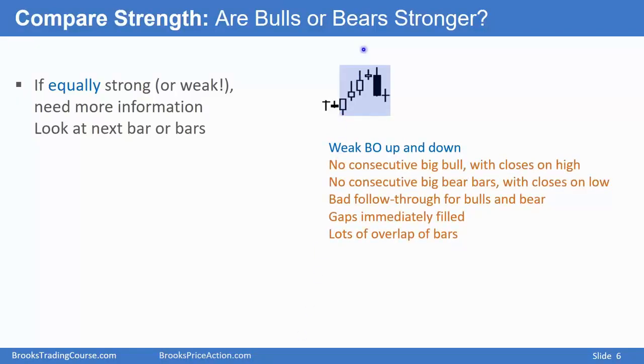Bull breakout, but no consecutive big bull bars closing on their highs. We have a bear breakout, but no consecutive big bear bars closing on their lows. Bad follow-through. The bulls have a breakout, but look what it's followed by. And we have a bear breakout, and look what follows the bear breakout. A lot of overlap, and gaps are filled immediately or pretty quickly. Gap, this closed that high. Tried to get a gap here, but could not close above that bar.